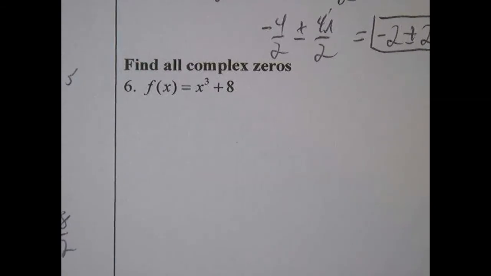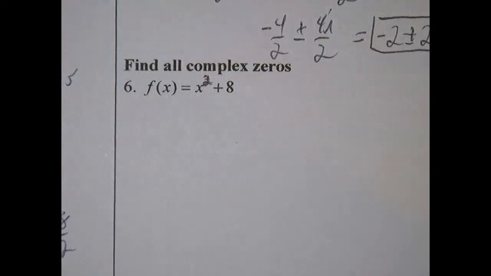Okay, let's try this one. We're looking for all complex zeros. A little hint here. This is a typo. That's the hint. This is supposed to be squared. Let's make that squared. And you can solve it using the quadratic formula or any other method that you see.